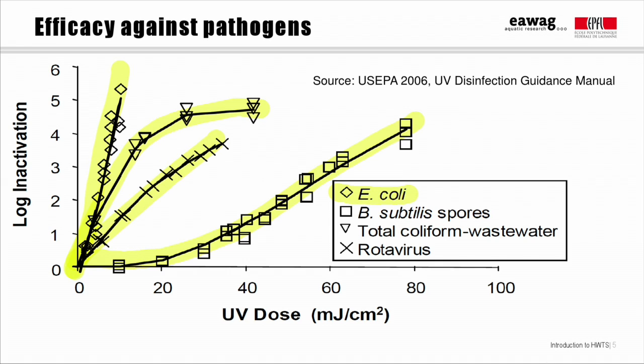Now, I mentioned that there was a standard dose of around 40 millijoules per centimeter squared. That's about there. So we can see that at this level, you would be having more than 4 log removal of bacteria, almost 4 log removal of rotavirus, but only a little bit more than 1 log removal of the Bacillus subtilis spores.